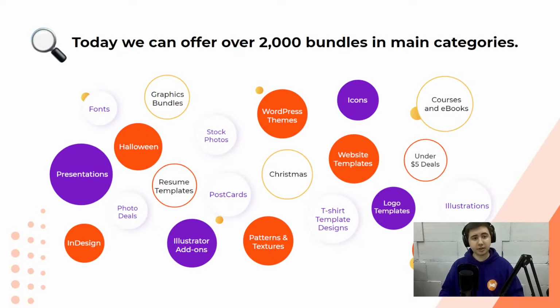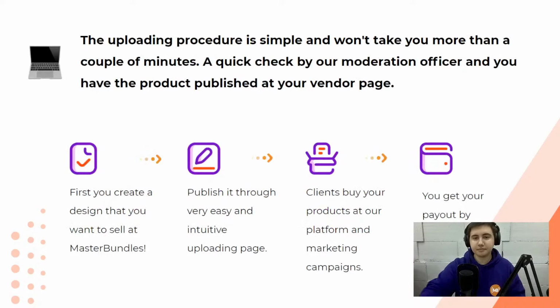If you ask what kind of products you can sell at Master Bundles, on this screen you can see many topics and types of products, such as fonts, photo deals, WordPress themes, presentation templates that we are going to discuss today, illustrations and other graphics.